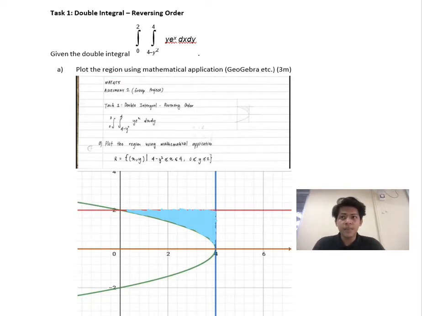But before we plot the graph, we should know the range first. So the range for x is 4 minus y squared until 4, and for y is from 0 until 2. Sorry, my bad. And this is the graph as you can see here. I used GeoGebra to plot this graph. This is the result.